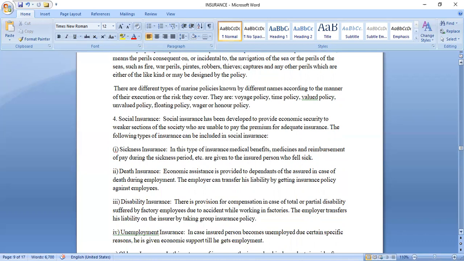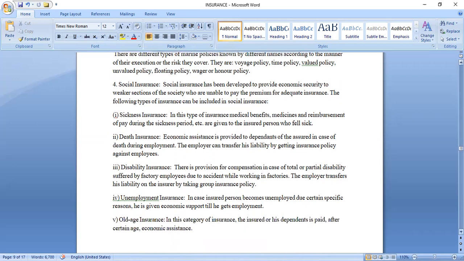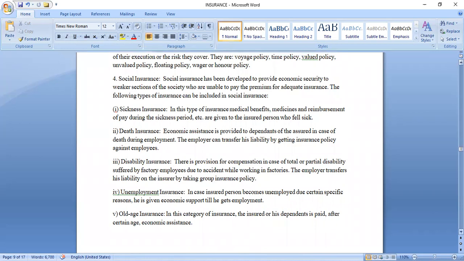Then we have social insurance, right? Practically, this one is aimed at providing economic security to weaker sections of the society. And social insurance comprises the following. It could be in the form of sick insurance, where people take sick insurance such that when they fall sick, they are provided with medical benefits. They will be provided with treatment. The insurance company will pay these medical bills, right?